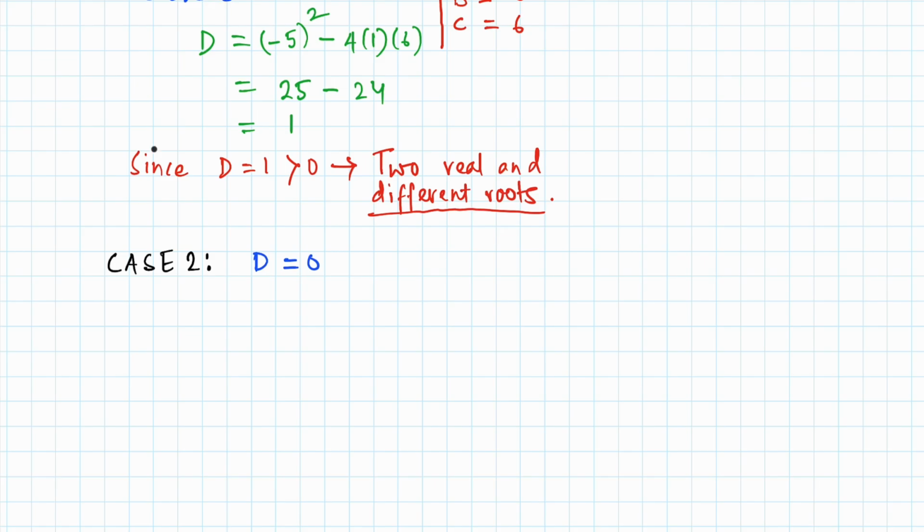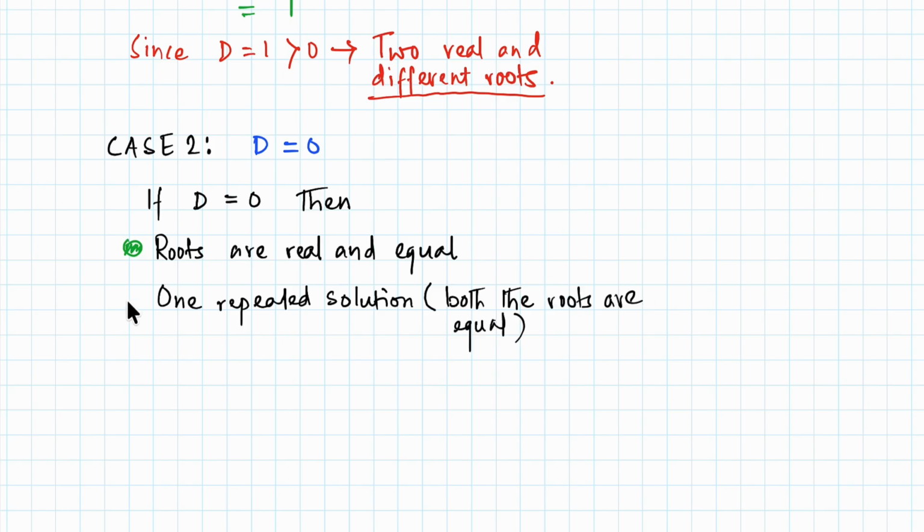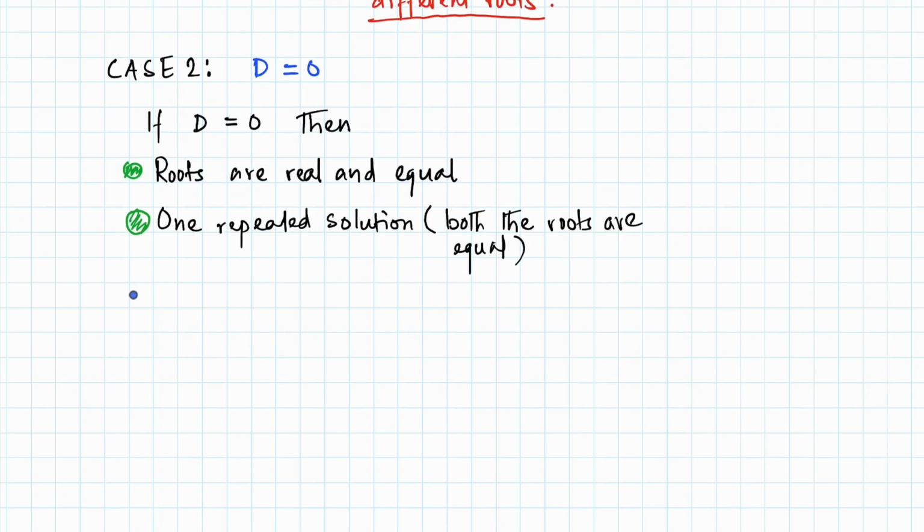If D is equal to 0, so in the first case it was greater than 0, now it is equal to 0. If D is equal to 0, then the roots are real and they are equal, and we get one repeated solution from that equation. Both the roots are equal. In case 1 we got x1 and x2, two different roots, but in this case we get two same roots which are equal.